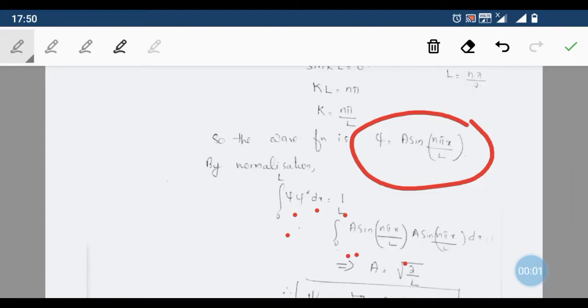So in this video we can start from this point, where we have obtained the value of psi as a sin(n pi x by L). Then the integral from 0 to L of psi star psi dx is equal to 1. So that is the integral from 0 to L of a sin(n pi x by L) into sin(n pi x by L) dx equal to 1. From this we will get a is equal to root of 2 by L.